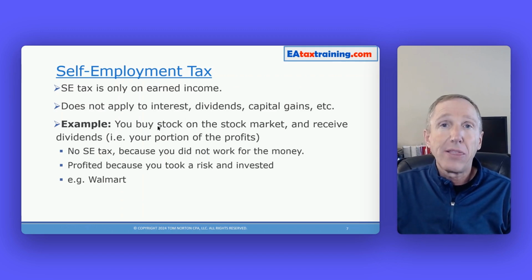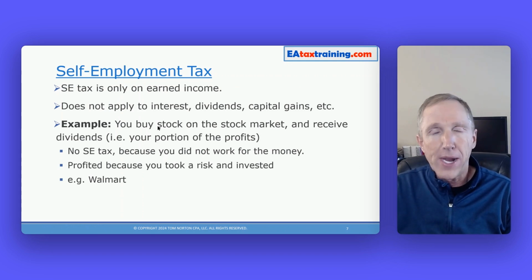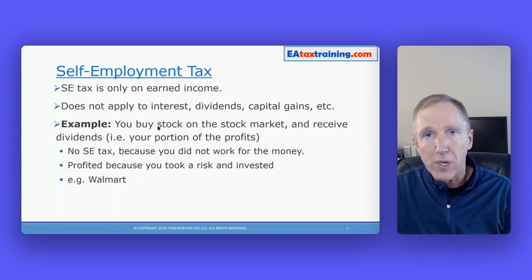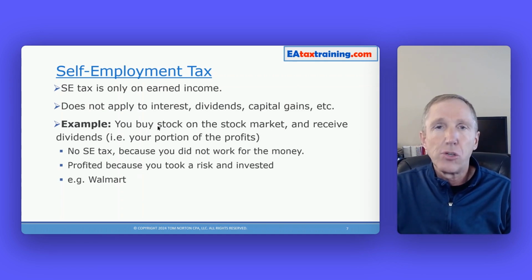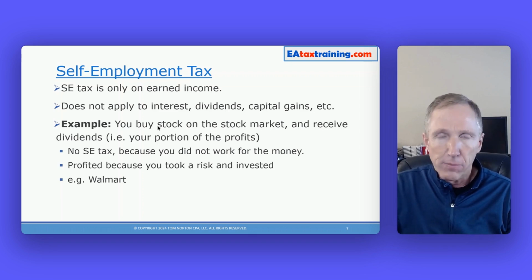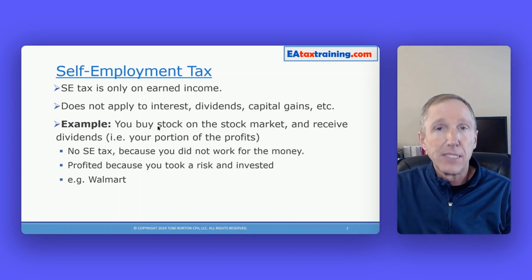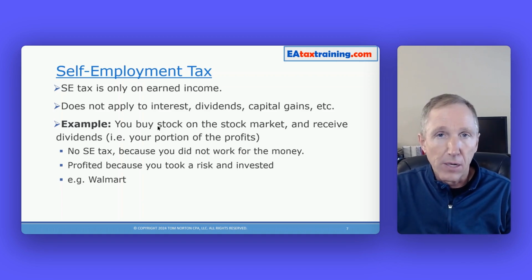The reason you got that money, those profits, is because you took a risk and you invested in that corporation. And so your return on your investment for taking that risk is the dividends. And so you pay income tax, but not self-employment tax or Social Security and Medicare. So for example, if you own Walmart stock, you might get a dividend and you pay your income tax on it, but not self-employment tax.